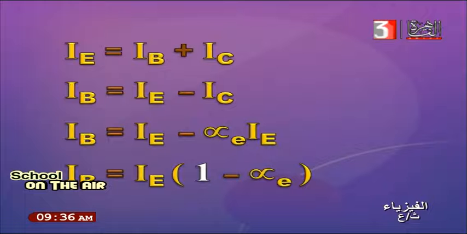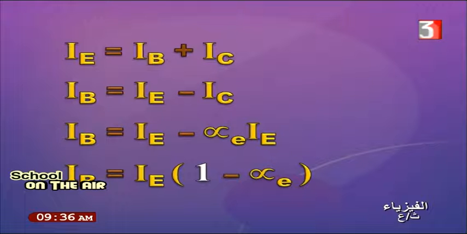Let me remind you of something. Alpha E is the fraction of the emitter current which reaches the collector. That is to say, IC equals alpha E times I emitter. The current of the collector equals 90% of the current of the emitter, simply because the rest flows through the base. And it is always right that the emitter current is equal to base current plus collector current.